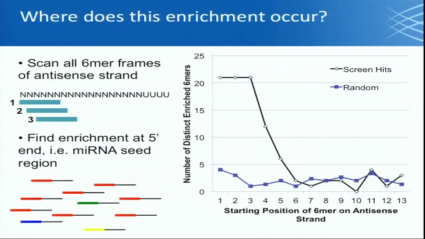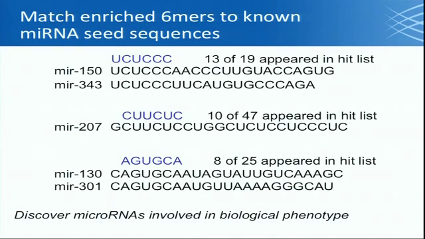We saw that, okay, enrichments for particular seeds only occur at certain positions. So the seed sequence region definitely lit right up. You can then ask, do these seeds match known microRNAs? Are they mimicking known microRNAs? In this case, absolutely. So you can see that for this seed sequence, there are 19 times total this seed appears in the library, and 13 of them appeared in the hit list. And that matches the microRNA miR150, and there are other examples.